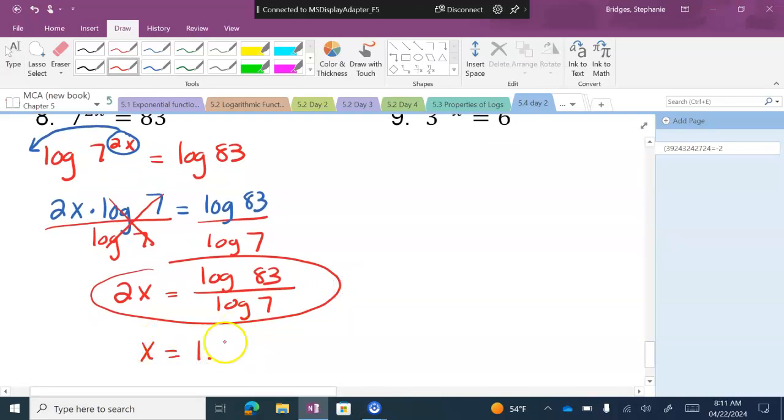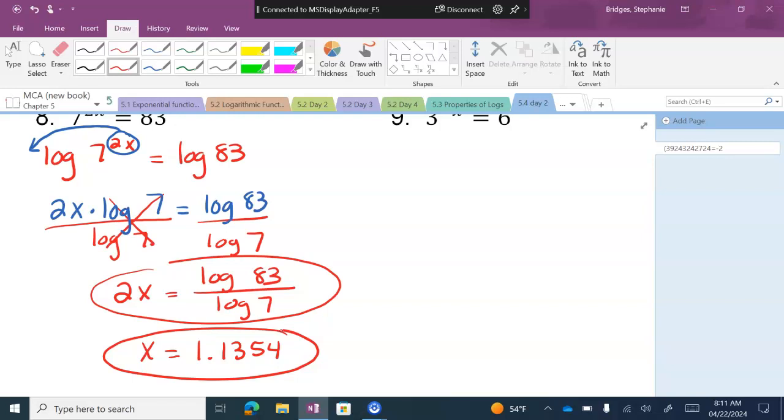So I got 1.1354. Okay, so if you have a number being multiplied by your x, your calculator ready will just leave that number with the x. Do the logs in your calculator and then divide by whatever number's next to x. If that makes sense. Makes sense? All right, try last one.